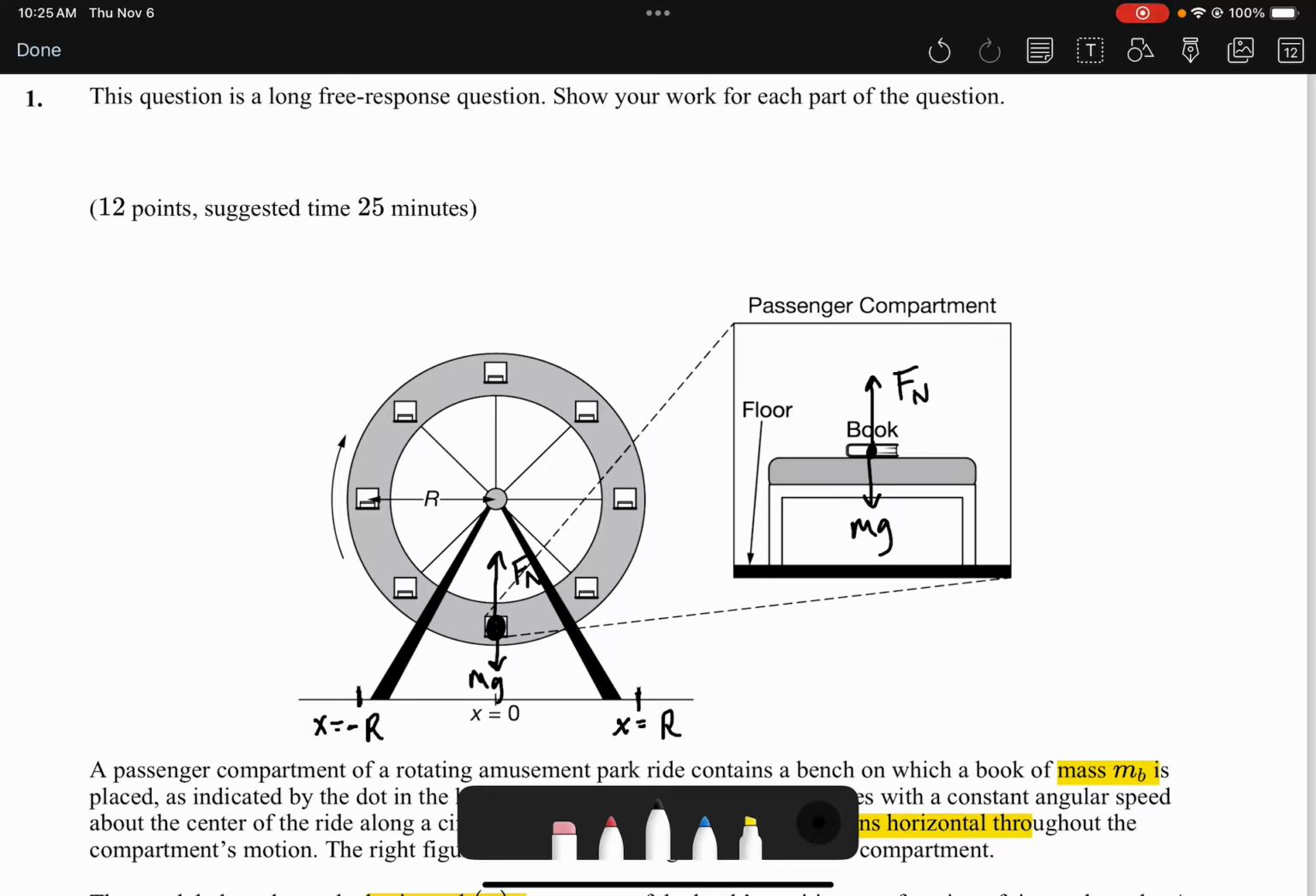And since this is traveling in a circle at the bottom of the path, F net is going to be towards the center of the circle so that it will stay in circular motion. So that means that normal force is going to be greater than weight at that point.